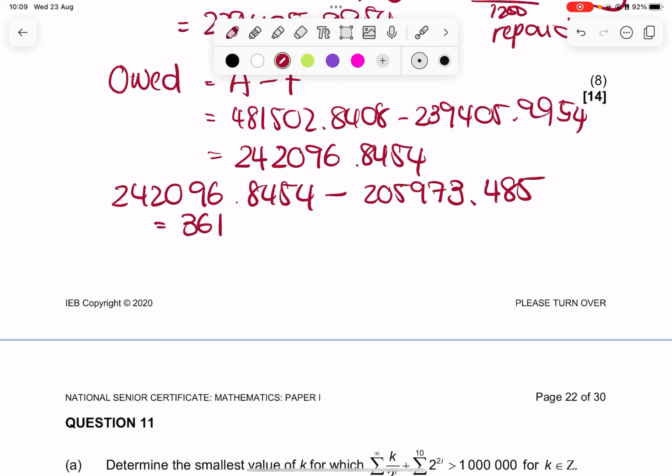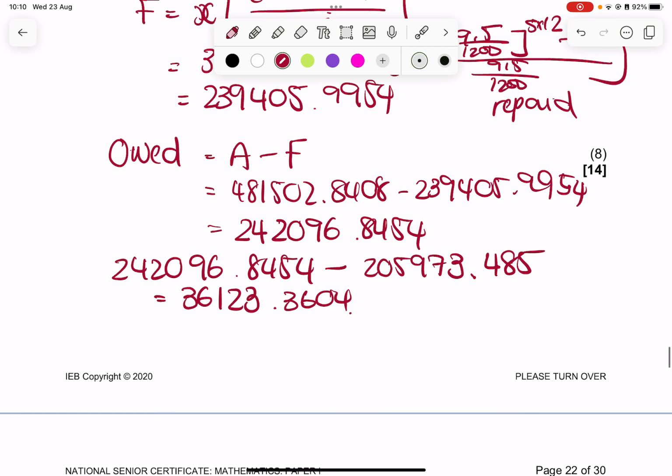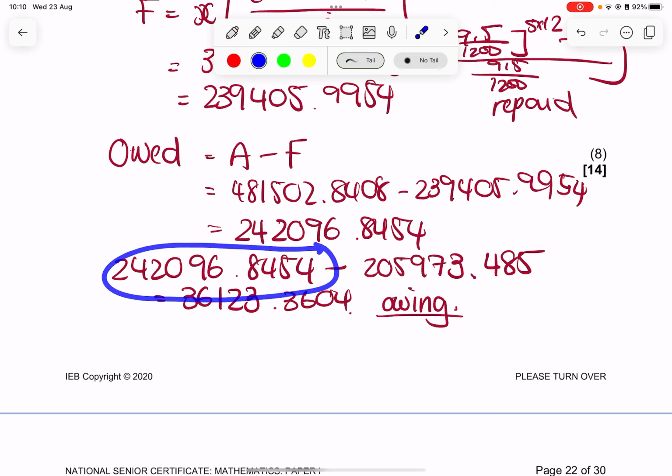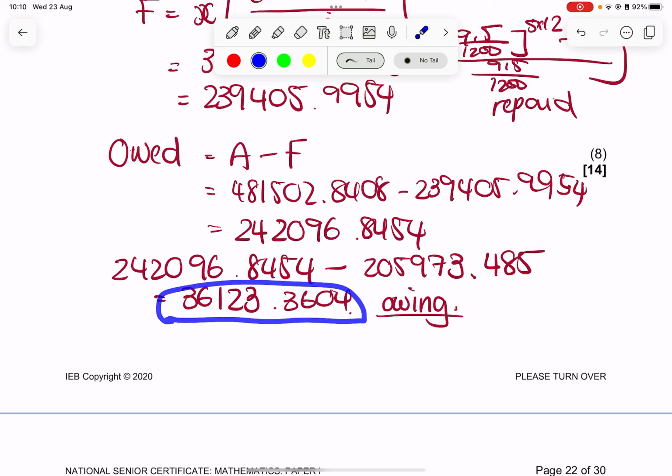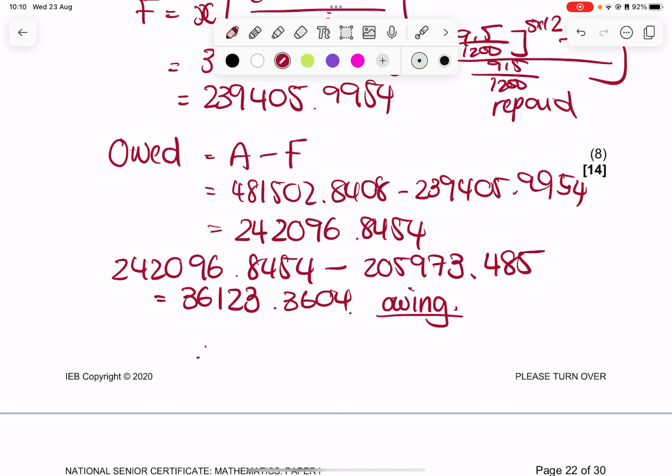Okay, we have this value over here, and that means she's still owing this amount because we took what she needs to still pay and minus what she gets if she sold off everything. So that means she is still owing about 36,000. So therefore, no, she would not be able to pay off the loan.